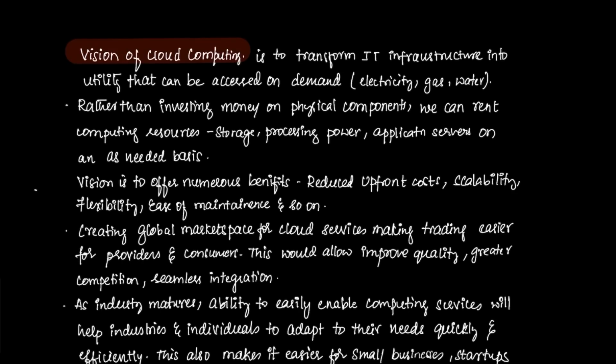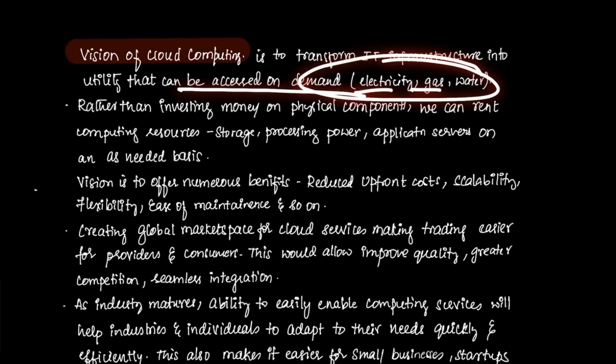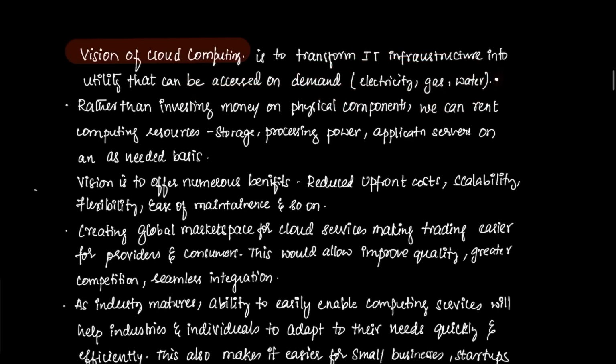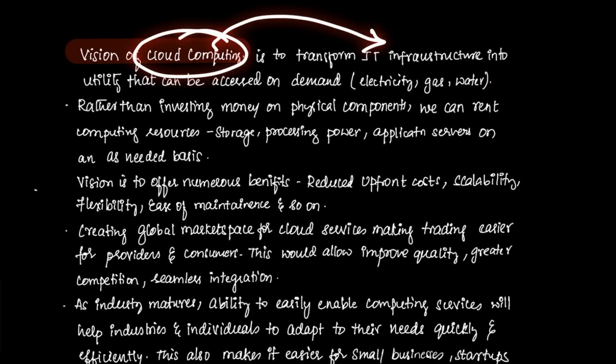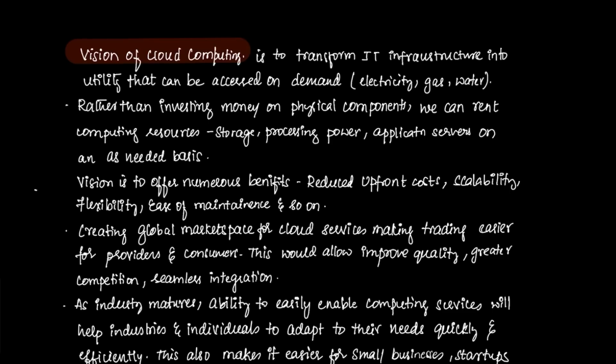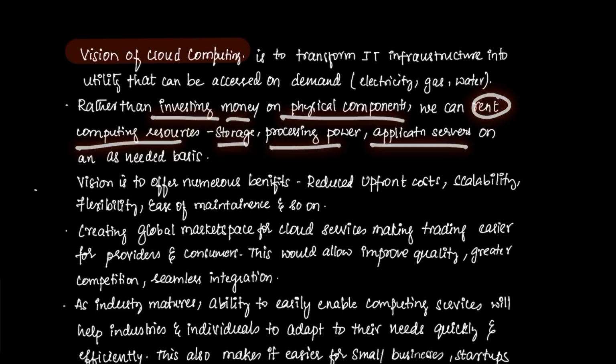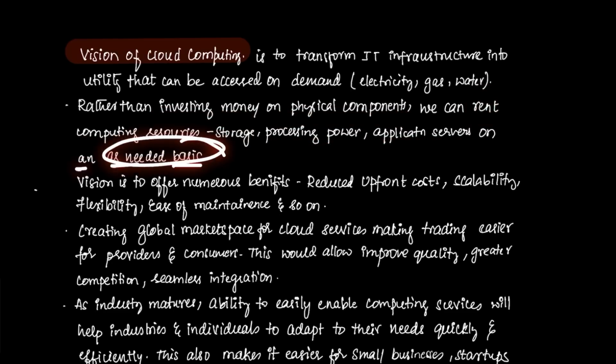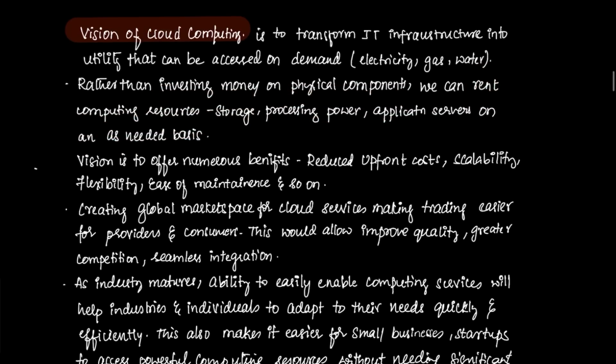So vision of cloud computing is to transform the IT infrastructure into utility that can be used or accessed on demand. That is utility based. So electricity, gas, water are all utilities. We pay for them and we use them over regular basis. Similarly, they are telling even cloud computing has to transform into utility. So rather than investing money on physical components, we can rent computing resources like storage, processing power, application servers on as needed basis, pay as you use basis, right?